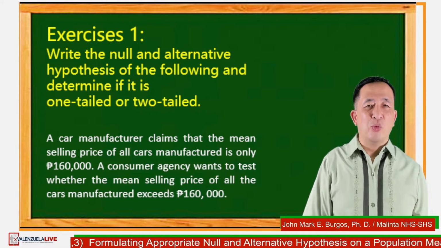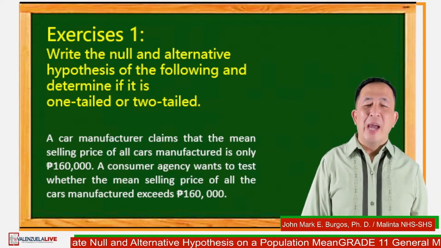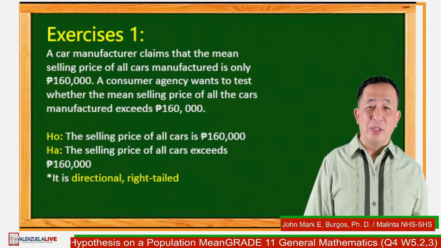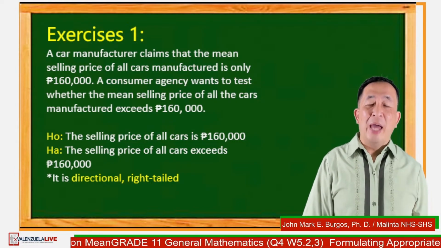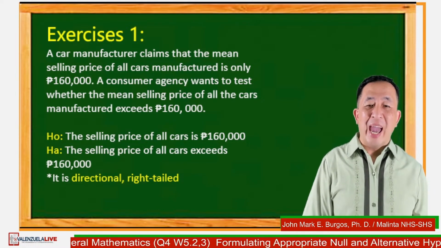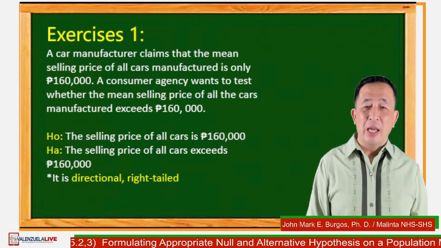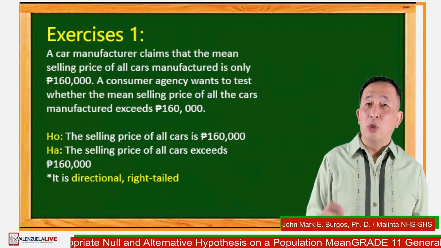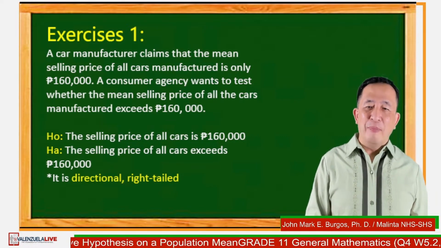All right, 20 seconds have passed. So the null hypothesis will be the selling price of all cars is 160,000 pesos as claimed by the car manufacturer. And the alternative hypothesis will be the selling price of all cars exceeds 160,000 pesos. Why exceed? Always remember that the alternative hypothesis is always contradictory to the statement of the null hypothesis.